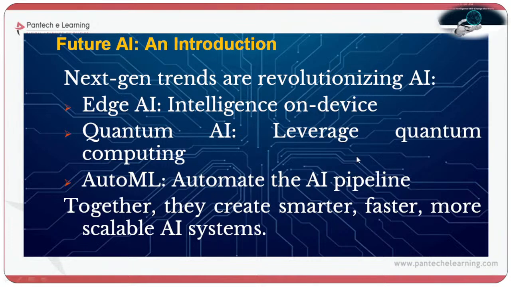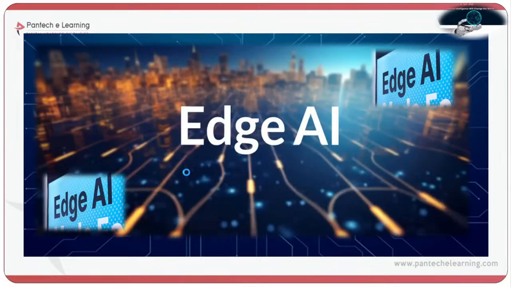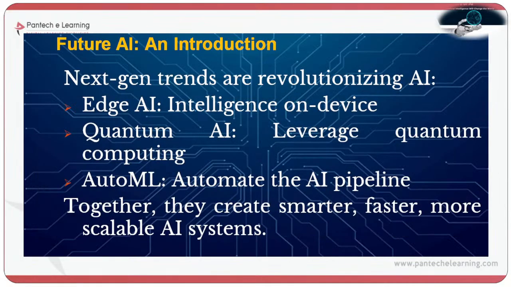In that we have the requirements of Edge AI. We can see how Edge AI works, how Quantum AI works, and how AutoML works. Before going to Edge AI: Edge AI is nothing but intelligence on device. What is the definition of AI? Artificial intelligence means the intelligence you are sharing with the artificial part. That is the normal artificial intelligence.